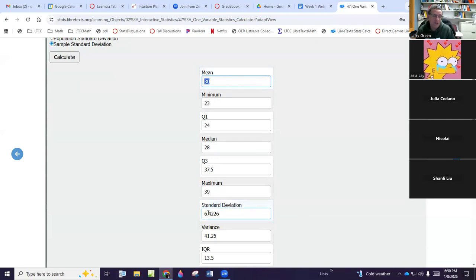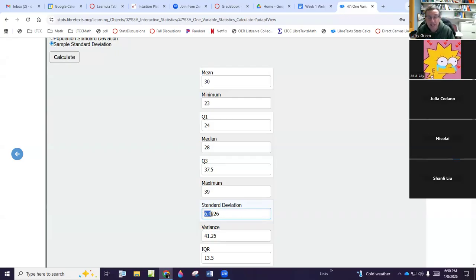And the standard deviation is around 6.4. So that means on average, the ages are around 6.4 or so years away from 30 years old. Does that make sense? It's not exactly average, but the math is a little too complicated for me to get into. But I want you to get the idea of that. It's a really important thing.